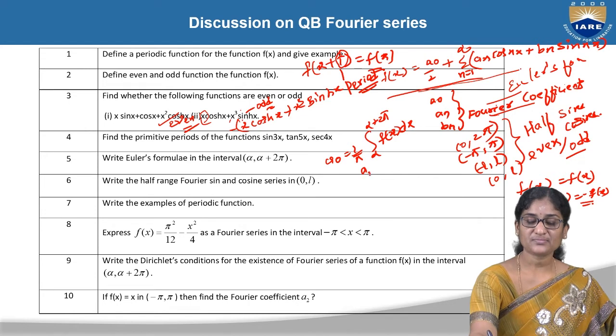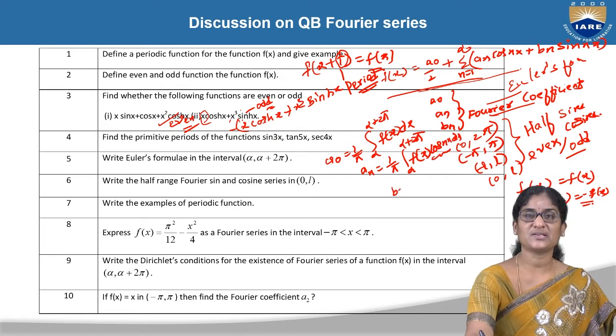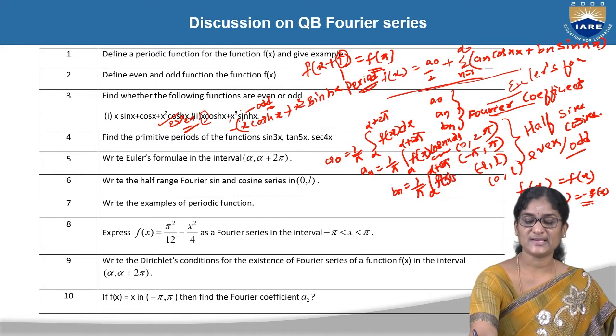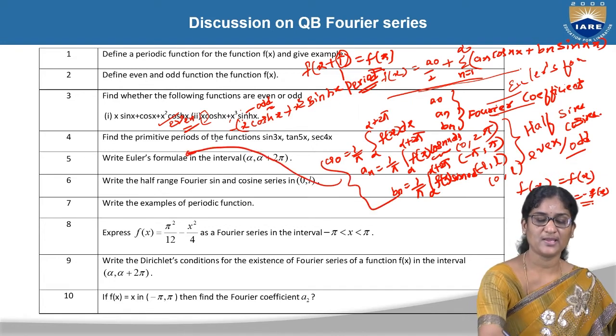Similarly, the second Euler's formula is 1 by pi integral alpha to alpha plus 2 pi f of x cos nx dx, and if you replace this by sine, we are going to get the third Euler's formula, that is 1 by pi integral alpha to alpha plus 2 pi f of x sine nx dx. So this is the third formula. So these three are called Euler's formulae, right?